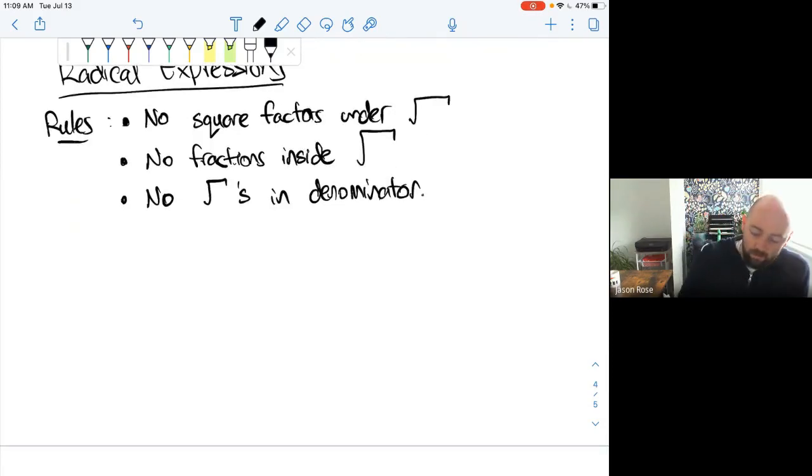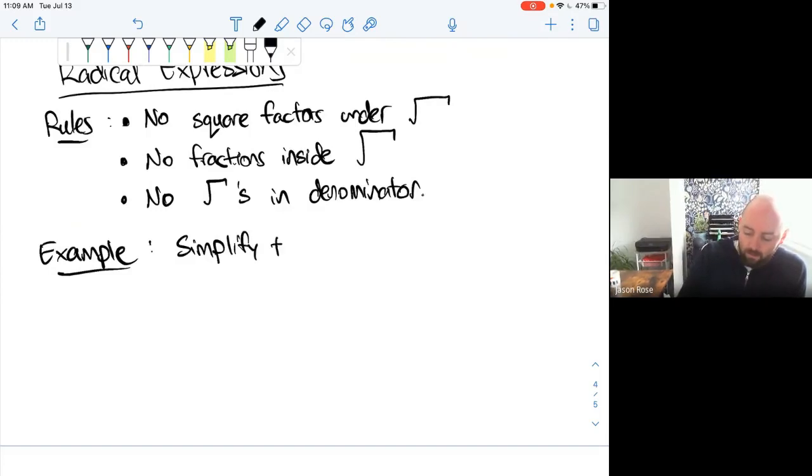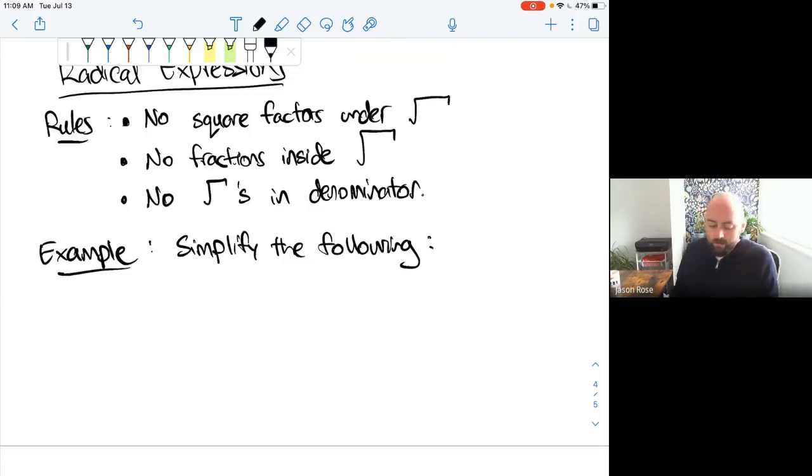Okay, so let's simplify the following. Root 3 times root 12. Can anybody tell me what I should do here to simplify this? What's standing out to you as a starting point? Feel free to unmute if it's awkward in the chat.